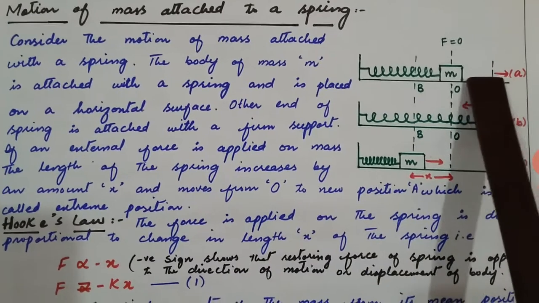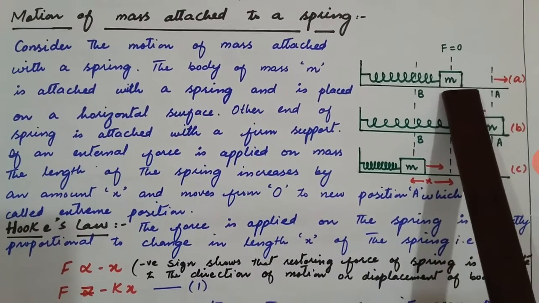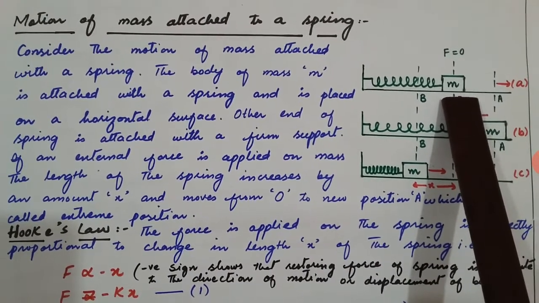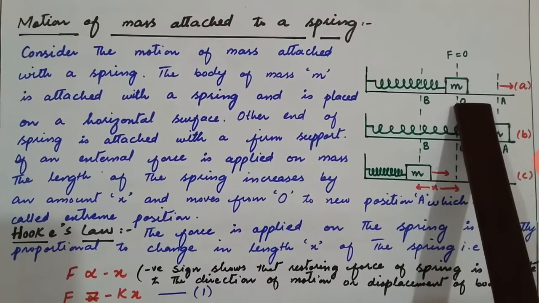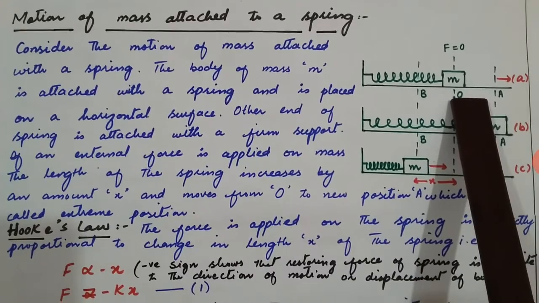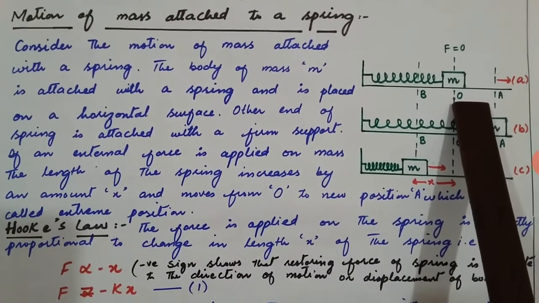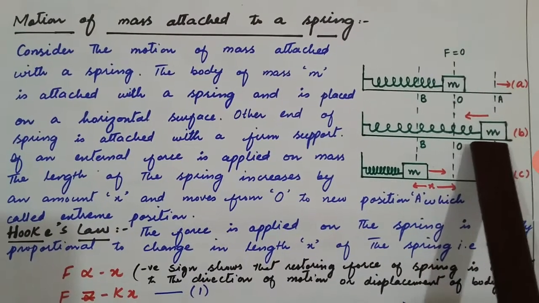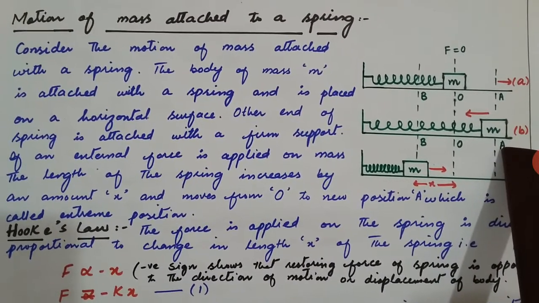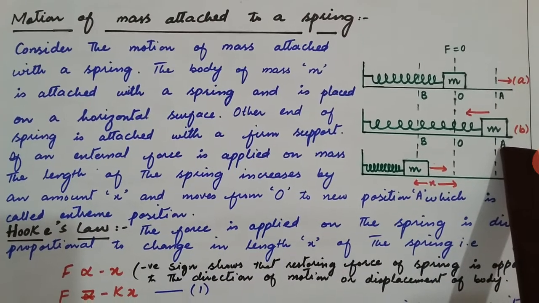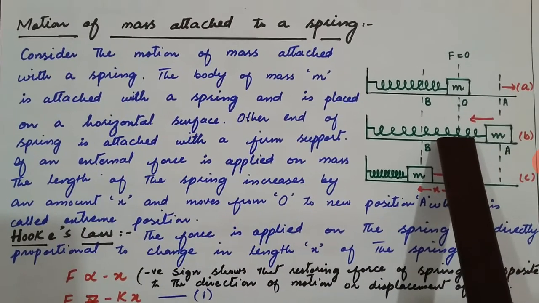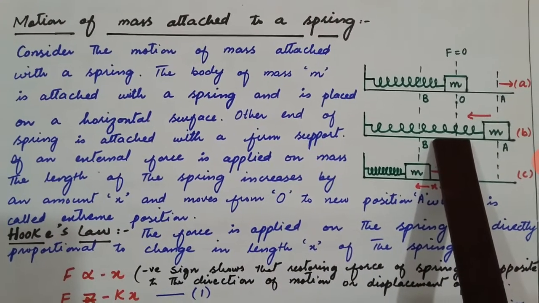In figure A, the body is at rest, there is no force acting on the body. So the body is in equilibrium. This is the mean position of the body, where the body is at rest. Now if we apply a force on the body and move it towards the right, this is an extreme position of the body, that is A. The length of the spring will also be increased.